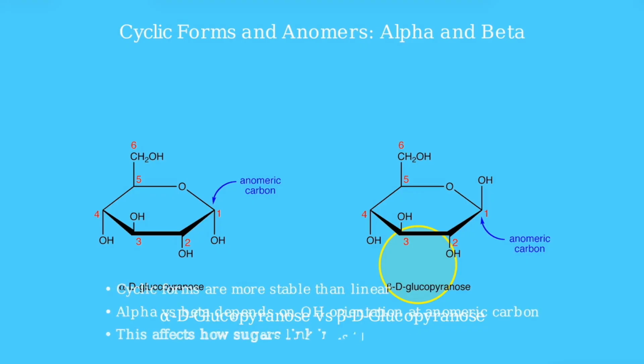Key takeaways: cyclic forms are more stable. The alpha-beta difference is just OH orientation, and this tiny change affects how carbohydrates function in biology.